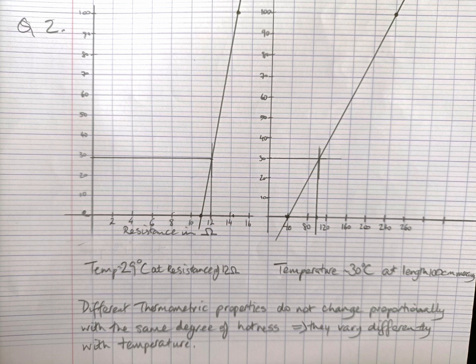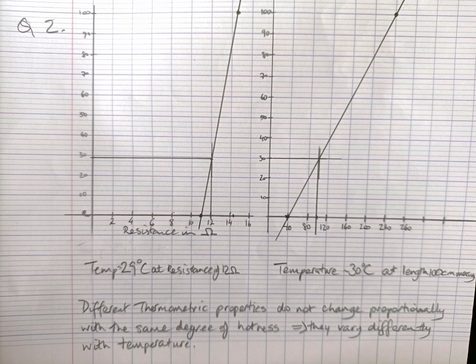They should be different if your graphs are fairly accurate. They should be slightly different for the two different properties, because they only agree at the two fixed points of 0 and 100, but in general they will disagree at other temperatures in between, because thermometric properties do not change proportionally. They vary differently.